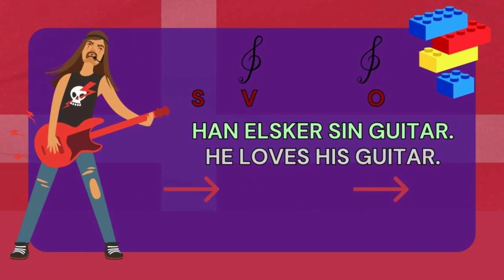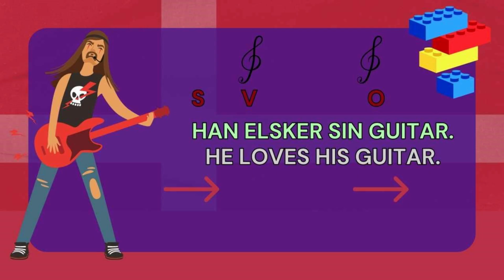And now, behold, the heartbeat of Danish sentences, the legendary SVO word order. Picture your sentence as a puzzle with the subject, the verb, and the object locking into place. It's the dance of language, and you're the choreographer. Han elsker sin guitar. He loves his guitar. Simple, right? That structure there is very much the same as you would do it in English. Han the subject, elsker the verb, sin guitar, his guitar. Also his own guitar, right?